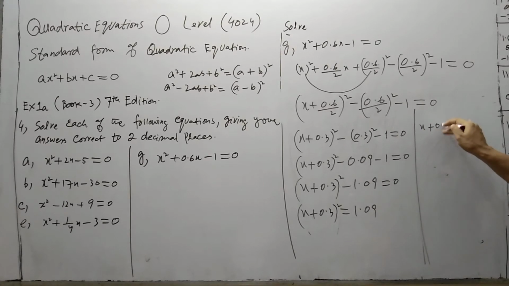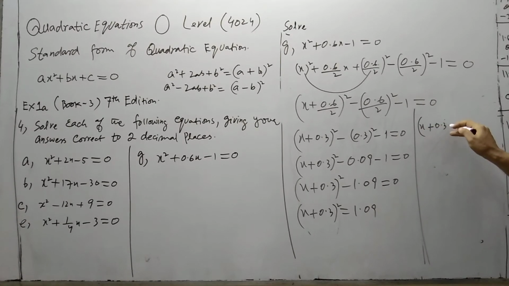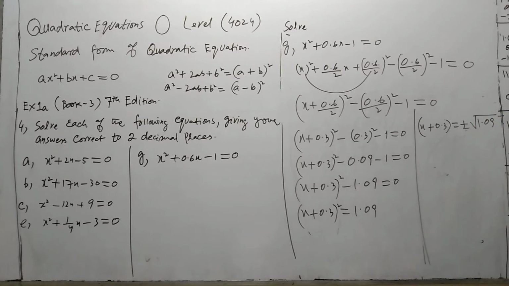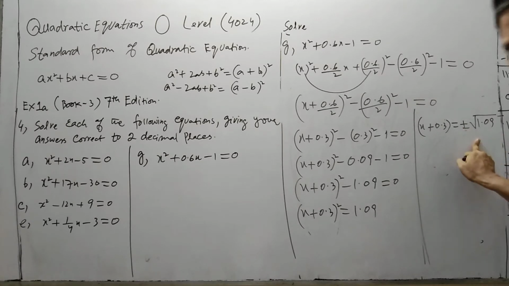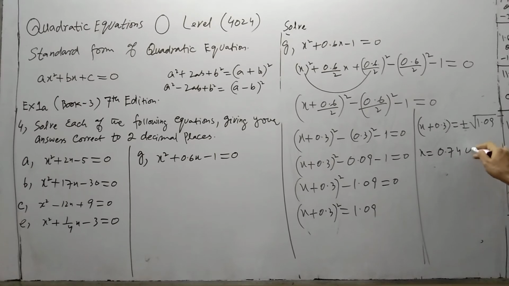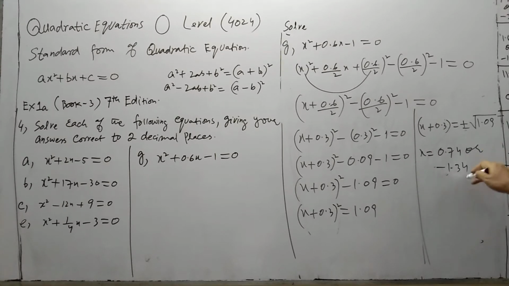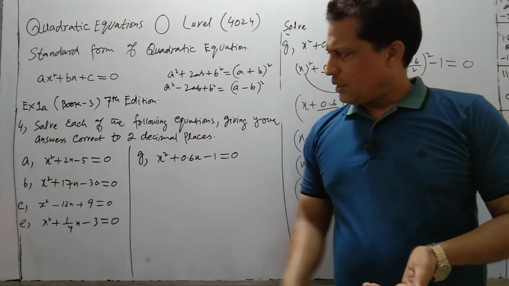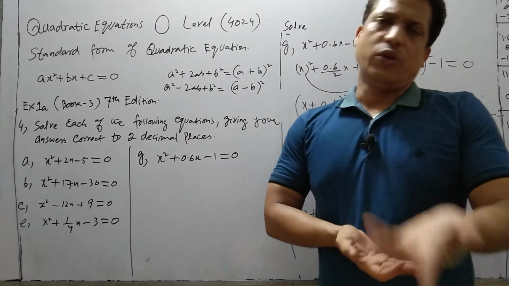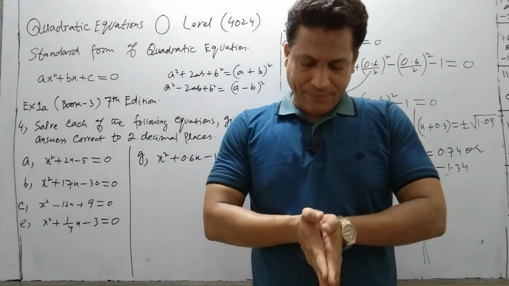Then (x + 0.3)² = 1.09. Move the square to take the square root on the other side, and finally find the square root. With the help of a calculator you will get the final answer: x is 0.74 or −1.34. I hope you understand two parts. Parts D and H remain, so you can do both parts easily.